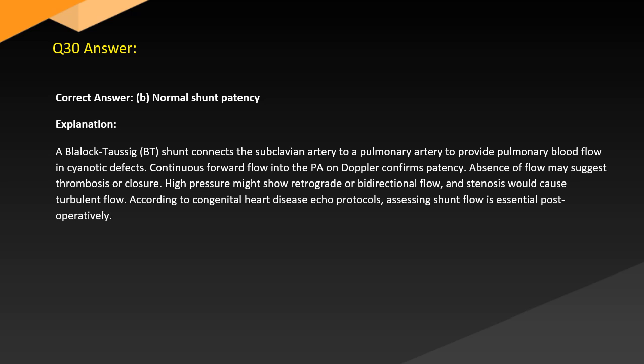Explanation. A Blalock-Taussig BT shunt connects the subclavian artery to a pulmonary artery to provide pulmonary blood flow in cyanotic defects. Continuous forward flow into the PA on Doppler confirms patency. Absence of flow may suggest thrombosis or closure. High pressure might show retrograde or bidirectional flow, and stenosis would cause turbulent flow. According to congenital heart disease echo protocols, assessing shunt flow is essential postoperatively.